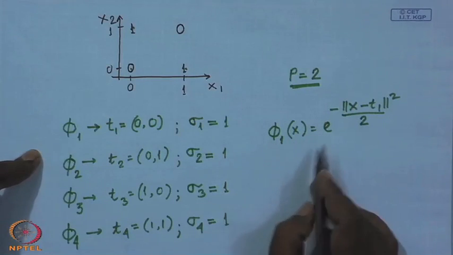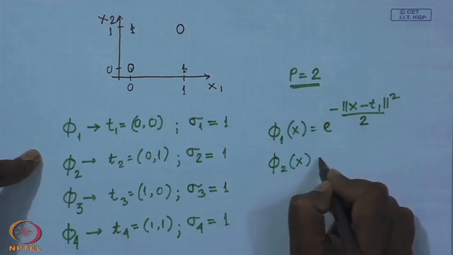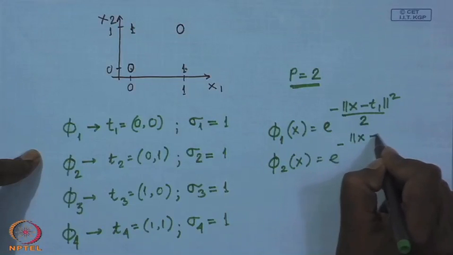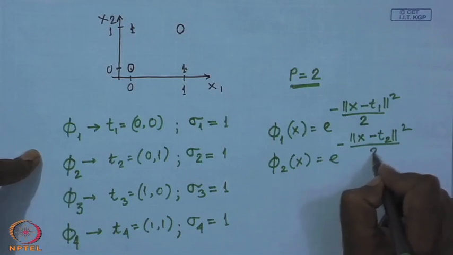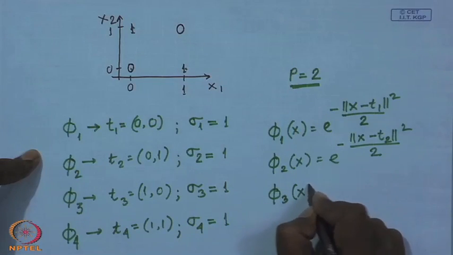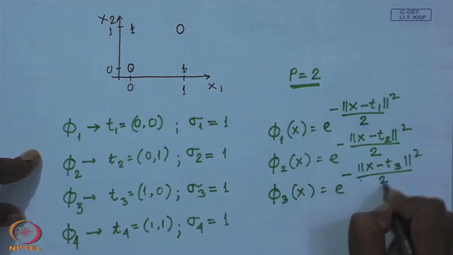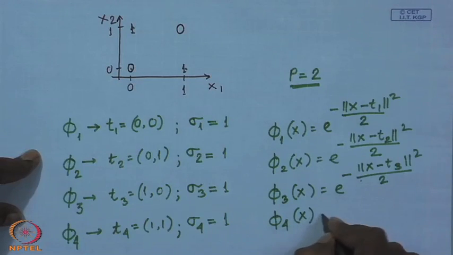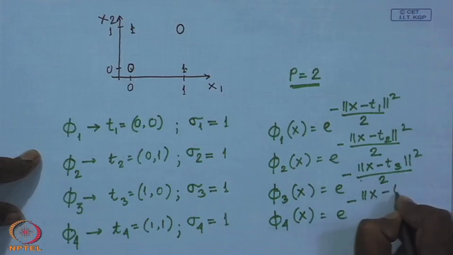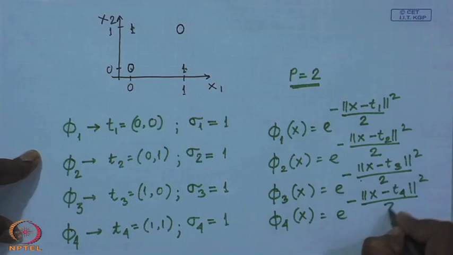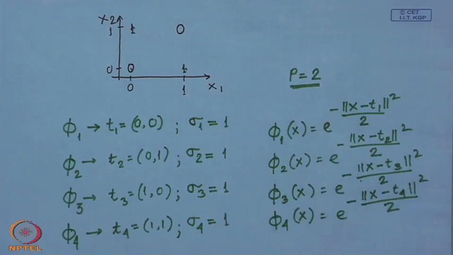Similarly, for phi 2 x, I will have e to the power minus x minus t 2 square upon 2, phi 3 x will be e to the power minus x minus t 3 square upon 2, and phi 4 x similarly. If I compute these values for each of the feature vectors, taking 0 0 as one feature vector, 0 1 as another, 1 0 as another and 1 1 as another, the functional values will be something like this.